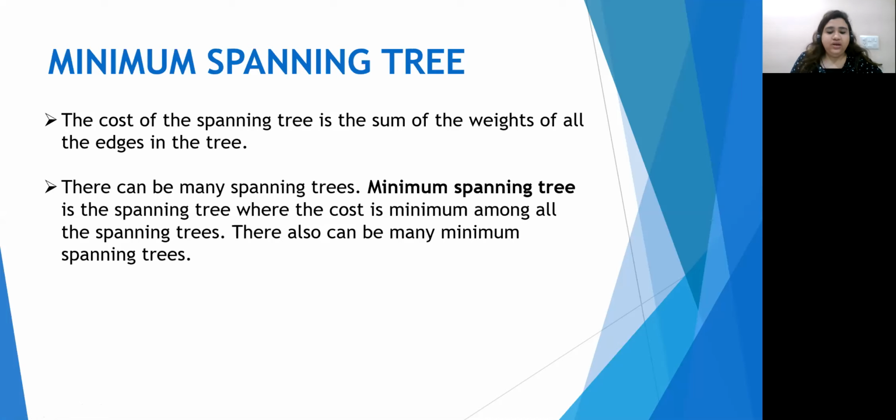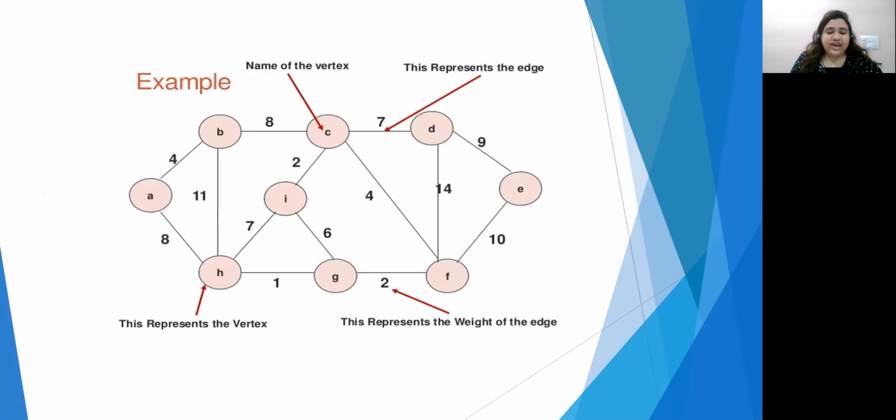Now let's understand what is the cost of a spanning tree. The cost of a spanning tree is the sum of all the weights of all the edges in the tree. So as the name suggests, a minimum spanning tree is the one with the minimum or least cost. Now let's look at an example of minimum spanning tree. This is a weighted graph and we need to find out the minimum spanning tree of this graph.